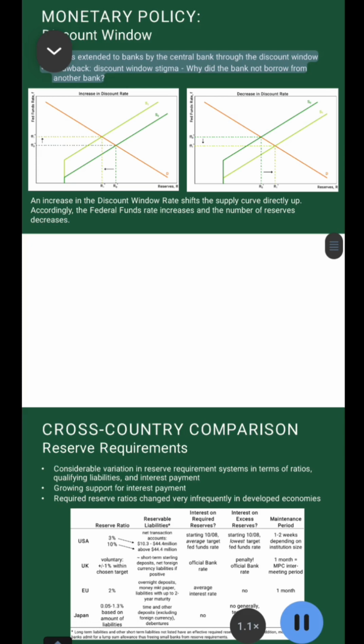Monetary policy, discount window. Loans extended to banks by the central bank through the discount window. Drawback. Discount window stigma. Why did the bank not borrow from another bank? An increase in the discount window rate shifts the supply curve directly up. Accordingly, the federal funds rate increases and the number of reserves decreases.